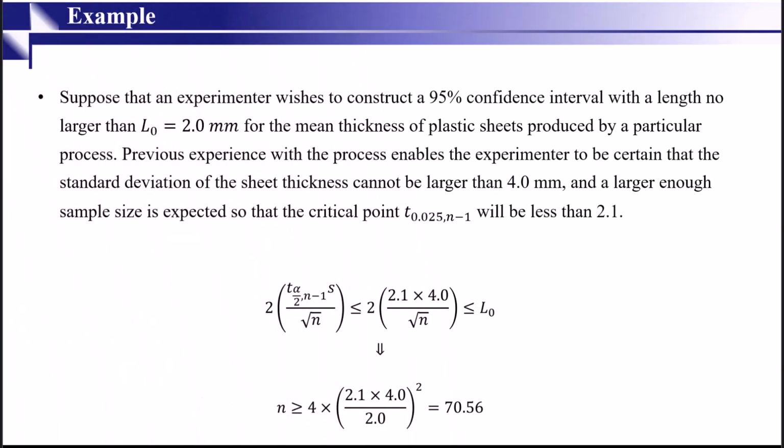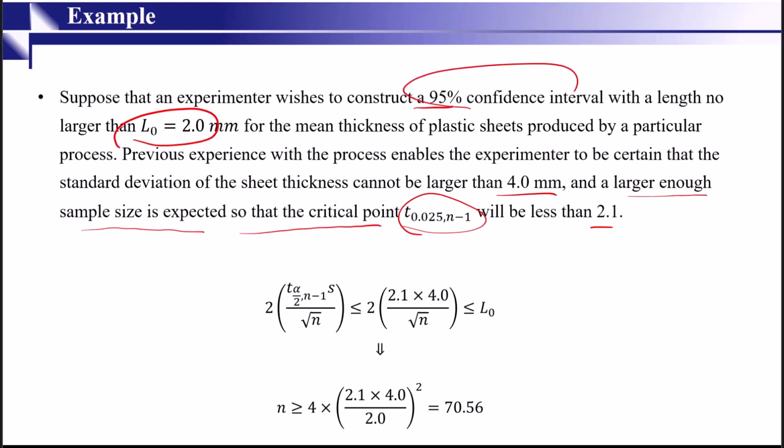So suppose that an experimenter wishes to construct a 95% confidence interval with a length of no larger than 2 millimeters for the mean thickness of a plastic sheet produced by a particular process. Previous experience with the process enables the experimenter to be certain that the standard deviation of the sheet thickness cannot be larger than 4 millimeters, and a large enough sample size is expected so that the critical point will be less than 2.1. So in summary, for the mean thickness of a plastic sheet, an experimenter wishes to construct a 95% confidence interval with a length no larger than 2 millimeters.